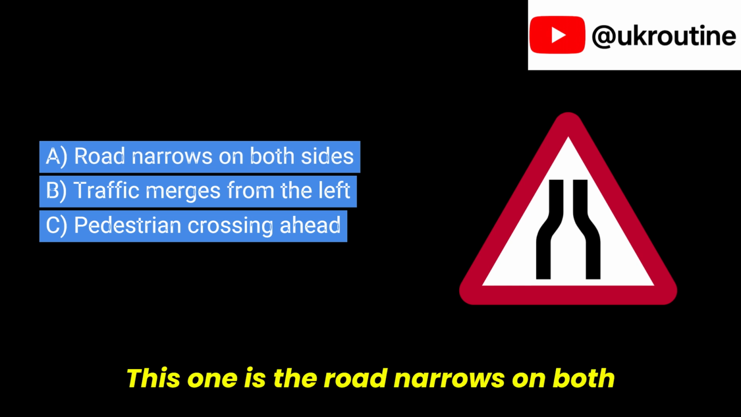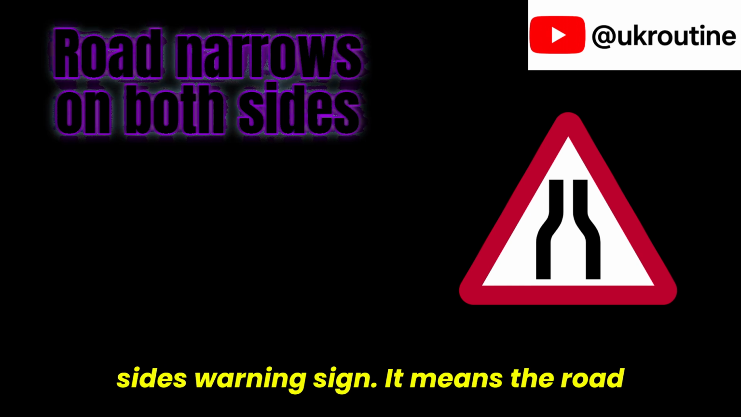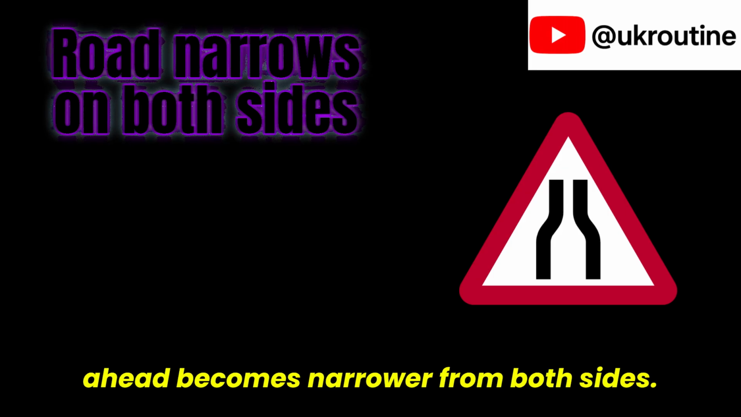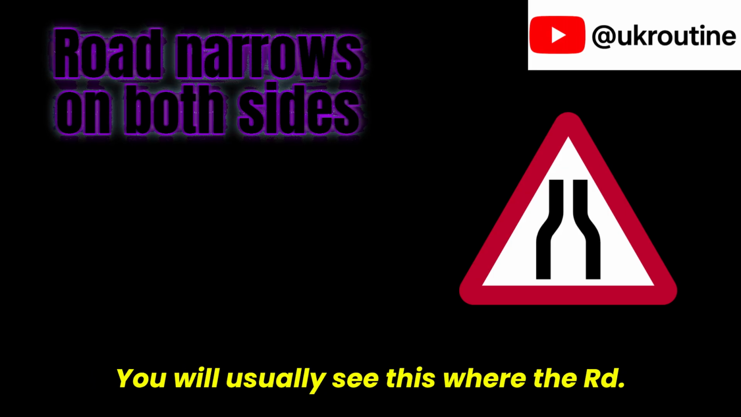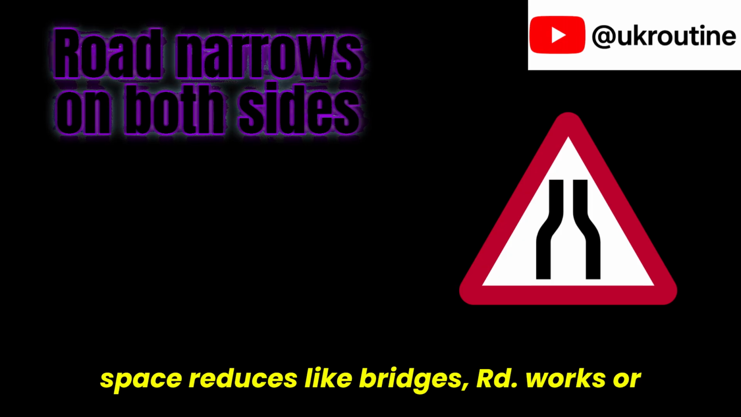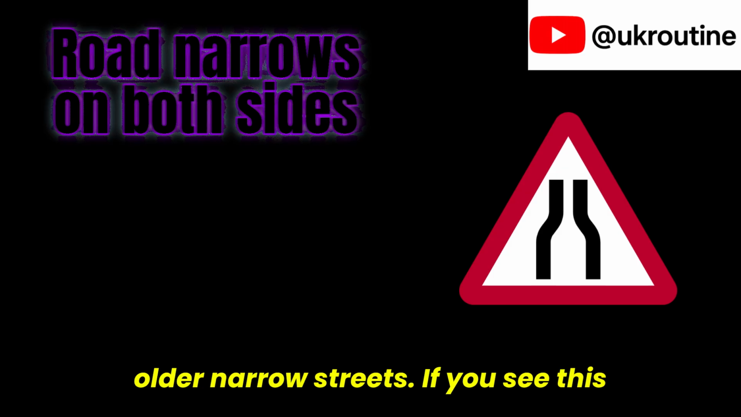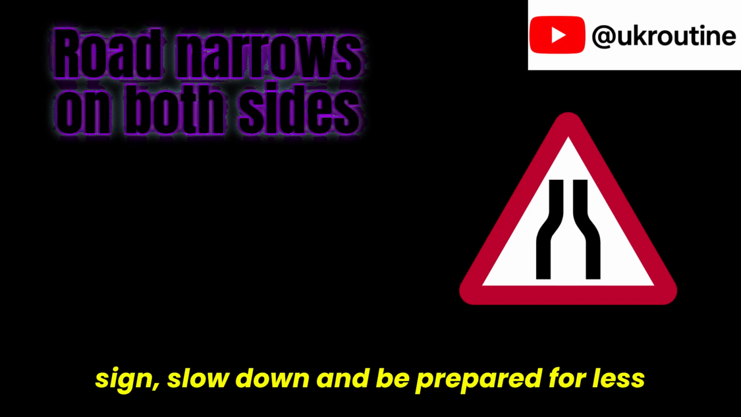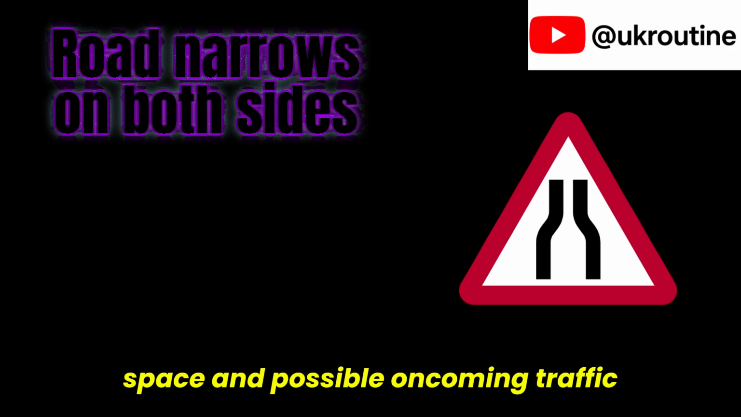This one is the road narrows on both sides warning sign. It means the road ahead becomes narrower from both sides. You will usually see this where the road space reduces, like bridges, roadworks, or older narrow streets. If you see this sign, slow down and be prepared for less space and possible oncoming traffic problems.